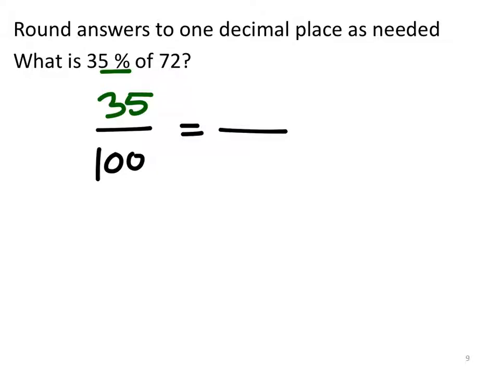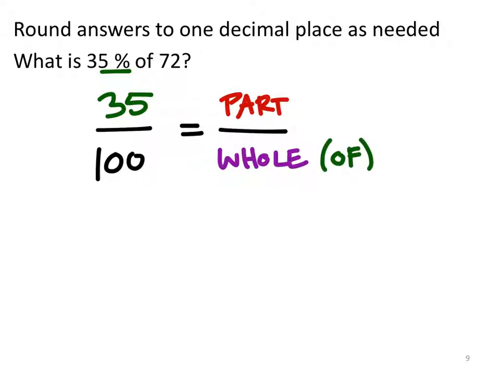So this other fraction was part divided by whole. We'll write that in. It's usually pretty easy to figure out, especially if it's worded like this. We know which is the part and which is the whole, specifically from the word of. If you see the word of, that is the whole, the number after it, by the way. So, for example, on this one, it's of 72. So the whole value is 72.